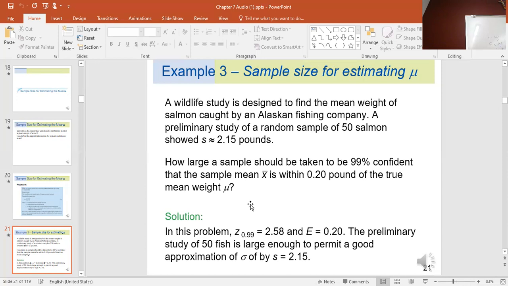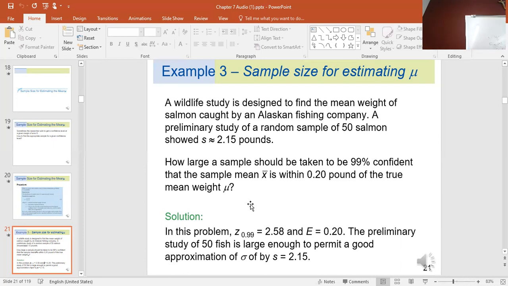Do you feel what the question is about? Because if you buy less and it gives you an average that is far away from the true average, you might be wrong in the business you are doing. So we do not want to exceed the actual value that we don't know by more than 0.25. So what is the minimum sample size? The minimum number of salmon that we should buy.